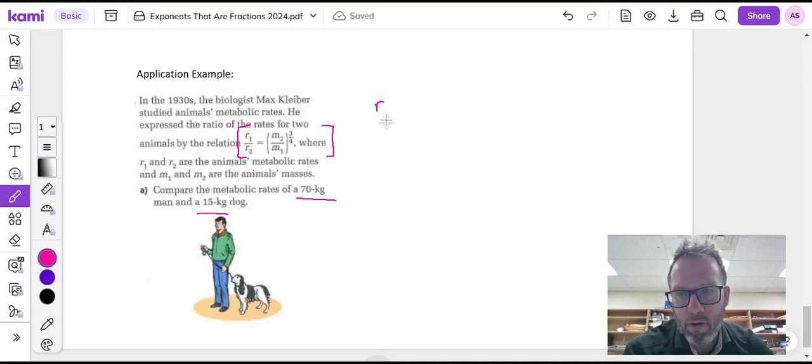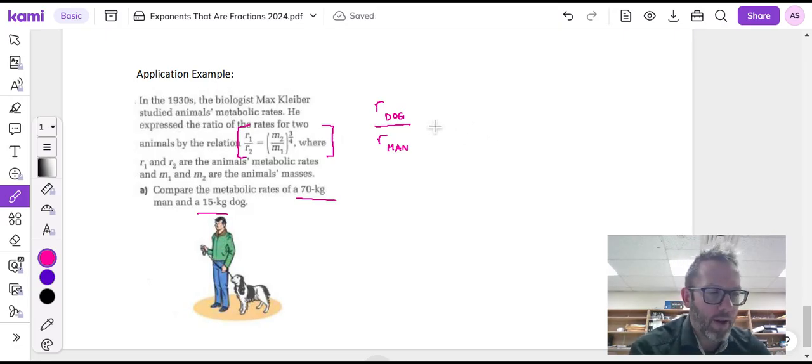So the metabolic, let's call R1 the dog. It'll have a higher metabolic rate because it's smaller, divided by R man. I'm expecting a number bigger than 1 here. The dog should have a higher metabolic rate than the man. Is it twice as much? Is it 5 times as much? Let's do the math.